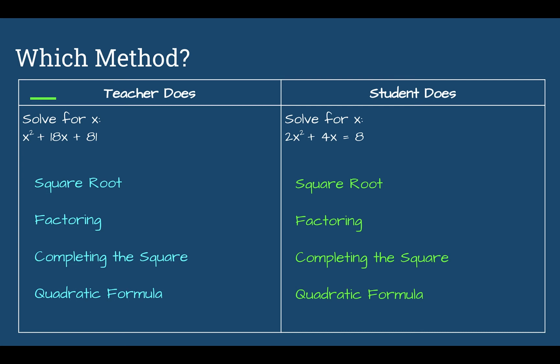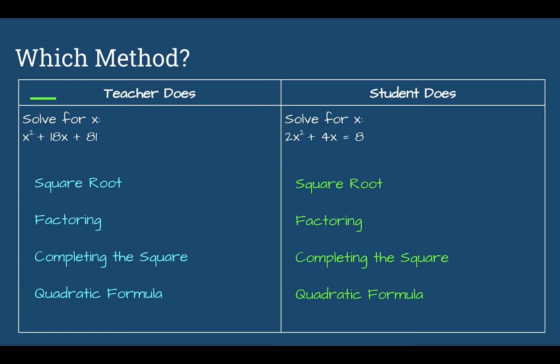Next, we have a few examples, some that I will do, some that you will do. All we're going to do is go through and decide which methods would be easiest to use. For help solving using those methods, go back and look at the lessons specific to each type. So first, solve for x. We have x squared plus 18x plus 81. Which method would be easiest?